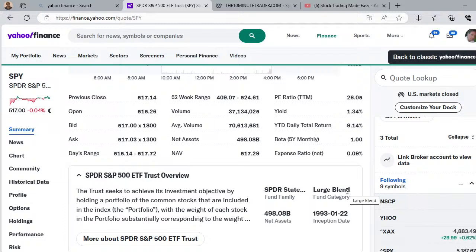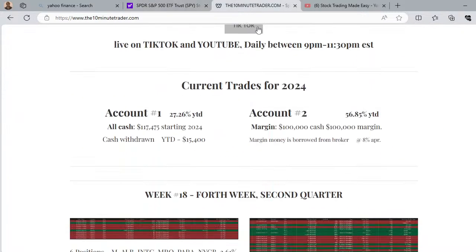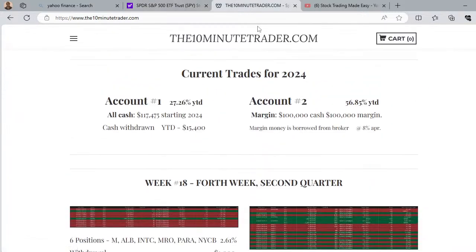All right, so this is going to be one of those WTF moments. Are you ready? The Spiders have a yield of 1.34%. That's worse than VOO. Total year-to-date return, 9%. I showed you my year-to-date return: account number 1, 27.26; account number 2, 56.85. But it's your choice. You do what you want.